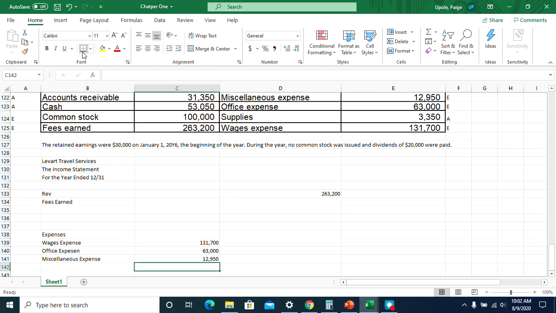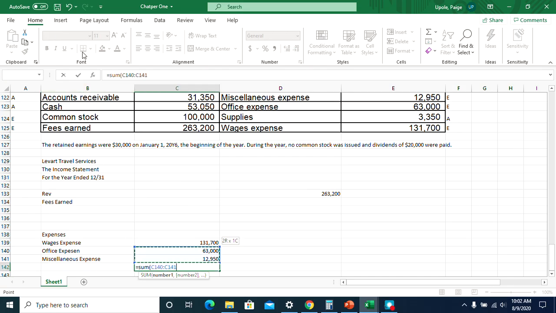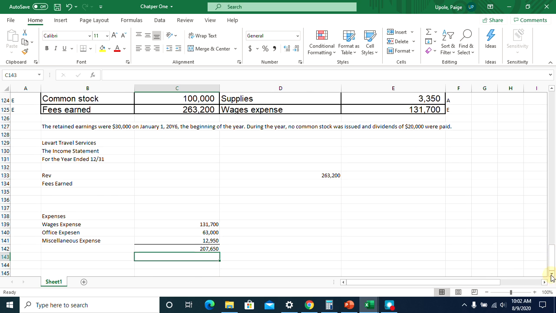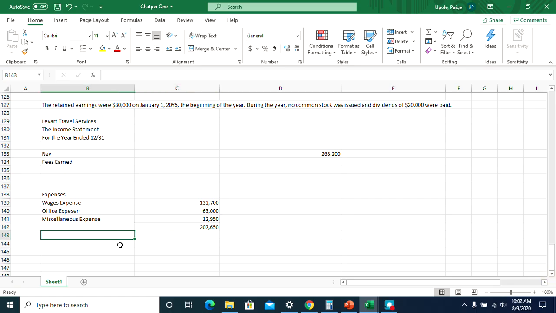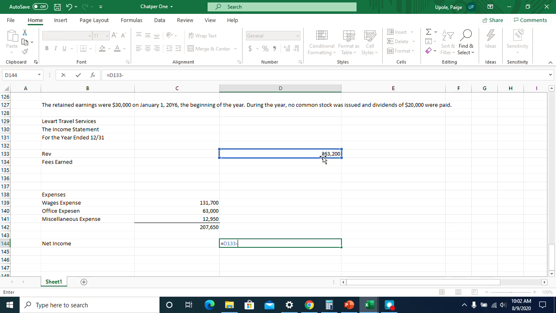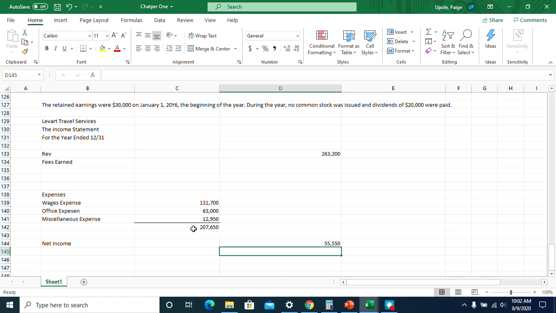So my expenses are summing to $207,650. Then remember, the point of my income statement is to show my net income. So I'm going to do that over here. I'm going to do equals my revenues minus my expenses. So my net income for the year is $55,550.